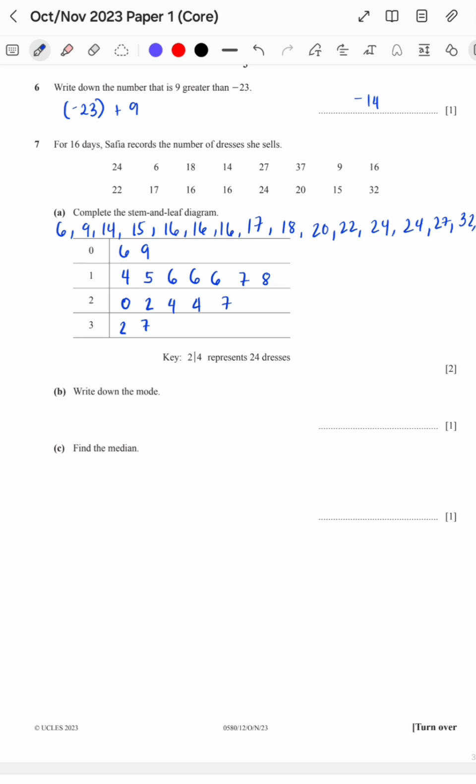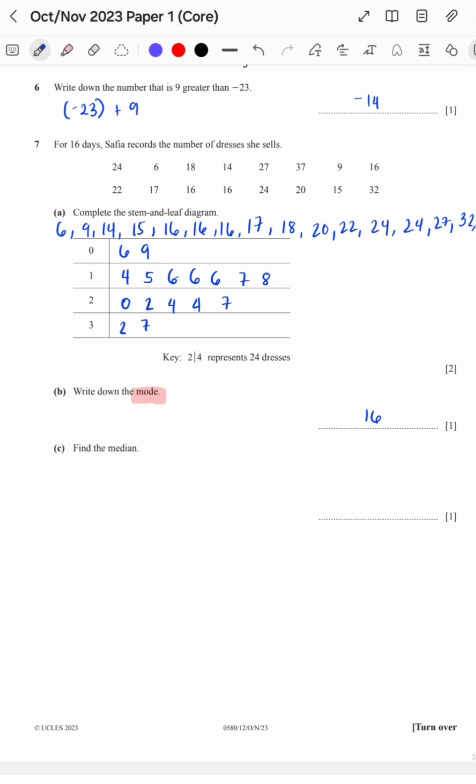Part B, write down the mode. Mode is the most occurring value. As you can see here, we have 3 16s. So 16 dresses is the most occurring data. So we write here 16.